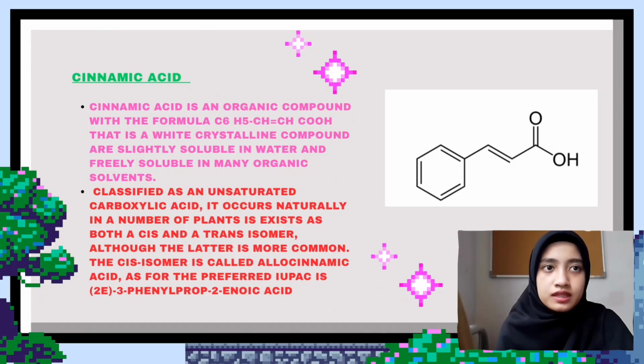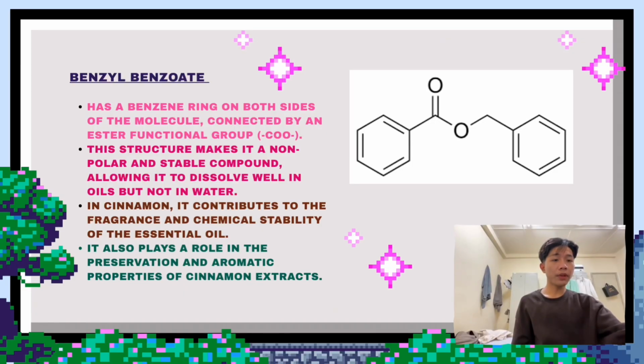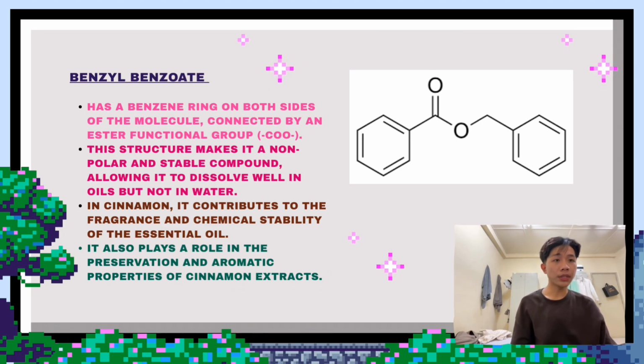Thank you. So here is the diagram of benzyl benzoate. Basically, benzyl benzoate has a benzene ring on both sides of the molecule connected by an ester functional group, COO. This structure makes it a non-polar and stable compound, allowing it to dissolve well in oil but not in water. In cinnamon, it contributes to the fragrance and the chemical stability of the essential oil. It also plays a role in the preservation and aromatic properties of cinnamon extract.